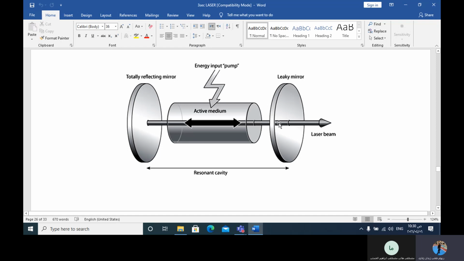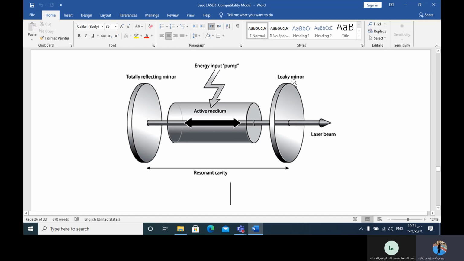As you see also, the mirrors are perpendicular to the axis inside the active medium. The cylinder here has an axis, this line is the axis of the cylinder. The mirrors are put in such a way that each one of them is perpendicular to the axis, and that causes the photons never to get out from between the two mirrors. Never means that they don't escape from this place unless they reach a certain degree, and then they come out from here as a laser beam.